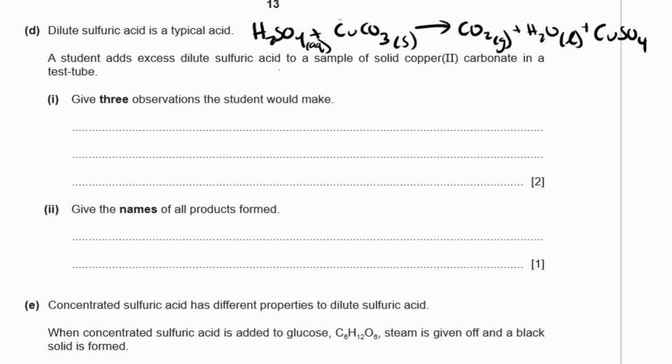So give 3 observations a student would make. Well, first of all, the copper carbonate is dissolving in the acid. So you would get Cu2 plus ions forming. And those Cu2 plus ions are blue. Another thing you would see is a gas being produced, and that is often called effervescence.